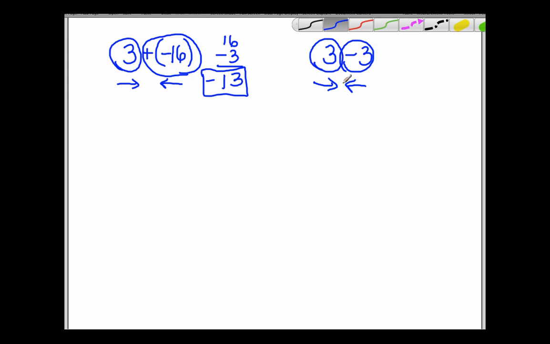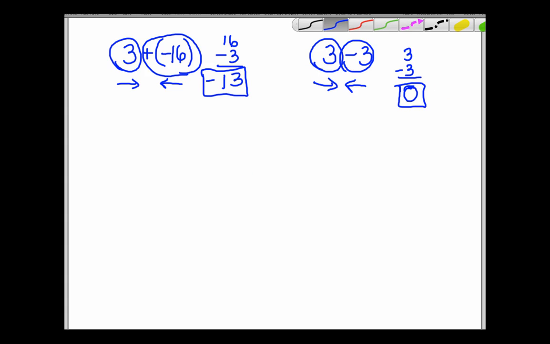So they're both going in different directions. One's right pointing, one's left pointing. So I'm going to find the difference, and the difference is 0. And the answer takes the sign of the longer vector. Well, neither of these vectors are longer. They're both the same length. So the answer is simply 0. That's why 0 is neither positive nor negative. Okay? 0 is just neutral.